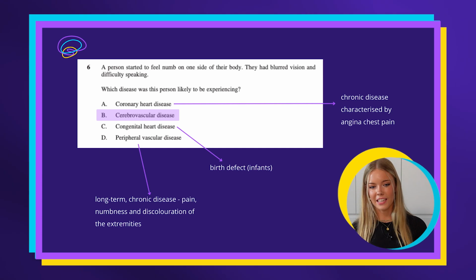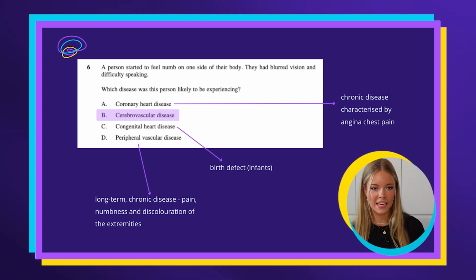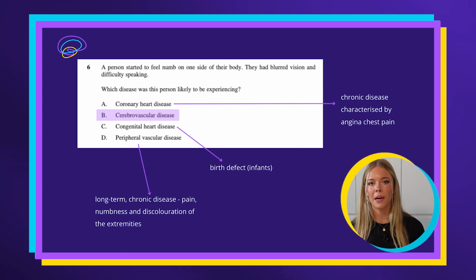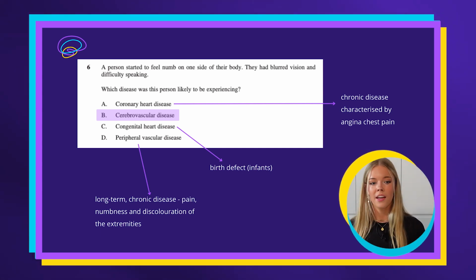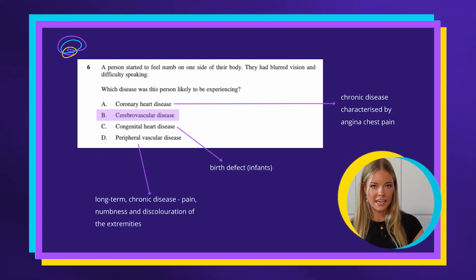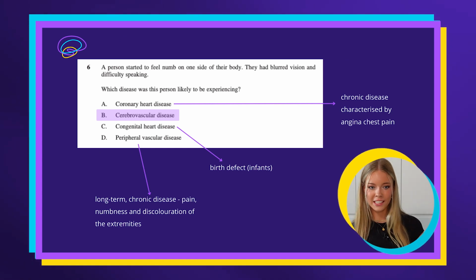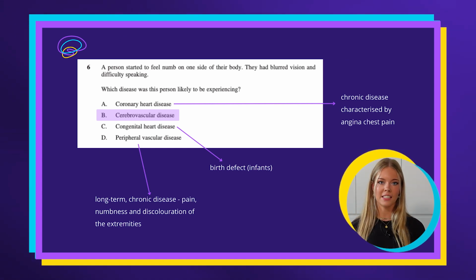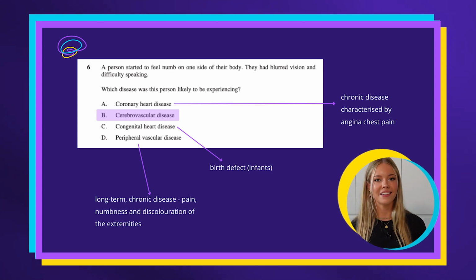However, if you didn't know this, that's okay, because we can analyse some of the other options and use process of elimination. Option A is coronary heart disease, which is a chronic disease characterised by chest pain. This doesn't fit the description of the question, so I can immediately rule it out. Option C is congenital heart disease, which is a birth defect which only occurs in infants. Again, does not fit this description. And option D is peripheral vascular disease, which is caused by pain, numbness, and discoloration of the extremities. And I know this often occurs in smokers. Again, does not fit the description, so my final answer is B.